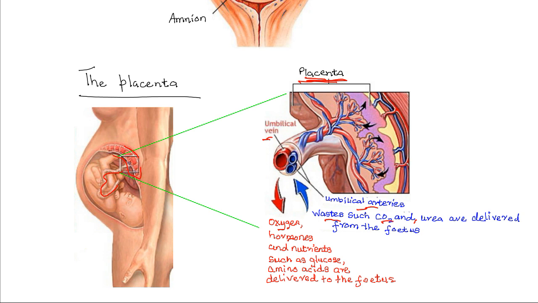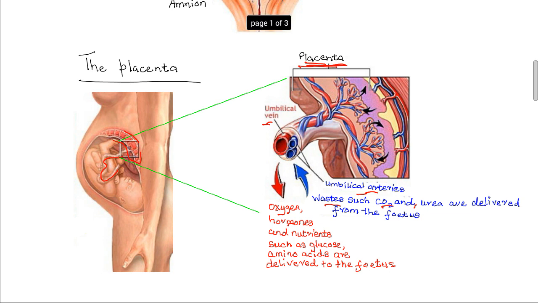The fourth function of the placenta is that it secretes hormones such as estrogen, progesterone, and human chorionic gonadotropin, and also human placental lactogen. Now, the exchange of substances at the placenta is determined by the molecular size and concentration gradient. Movement of substances across is mainly by diffusion. Now, to enhance diffusion, the placenta has the following adaptations.